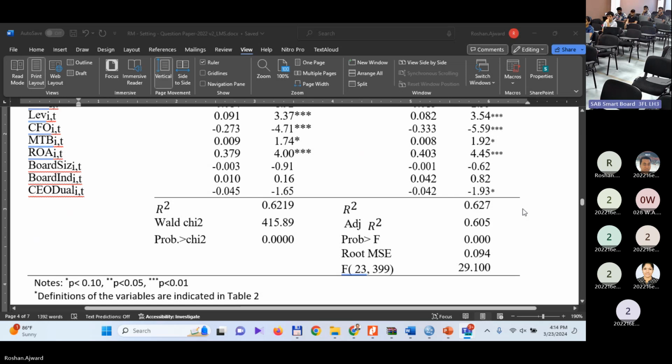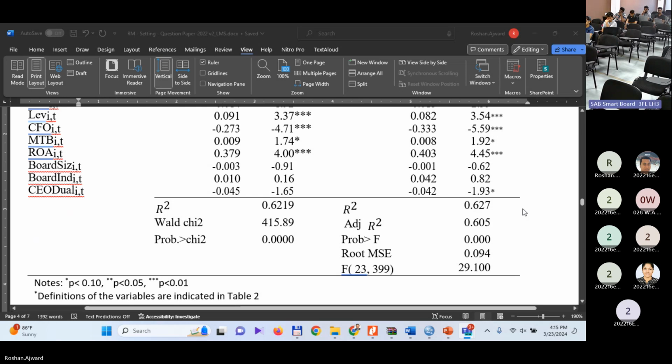Then what does it say about the probability of the F test? In the ANOVA table I told you, the F test value is given, but here the F test value is not given, only the significance level is given. What do you think about this? Is the overall model valid? Yes or no? Yes. Because why?